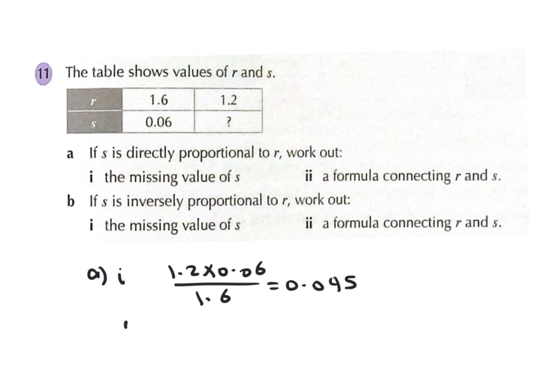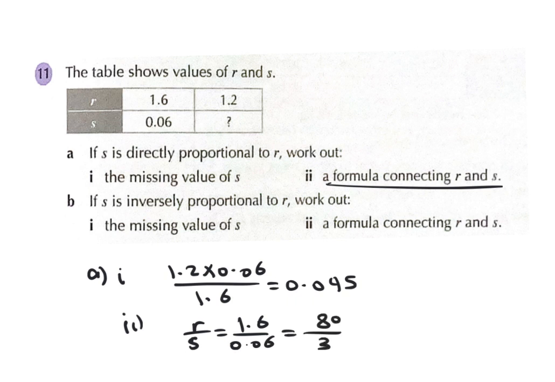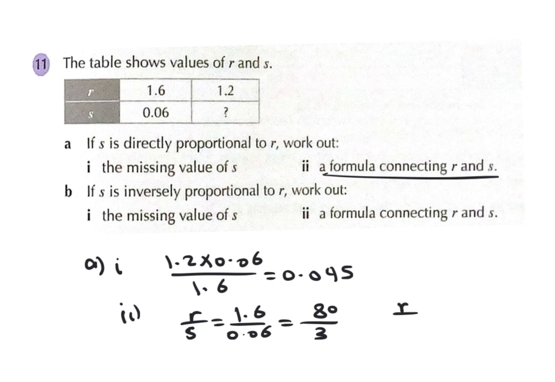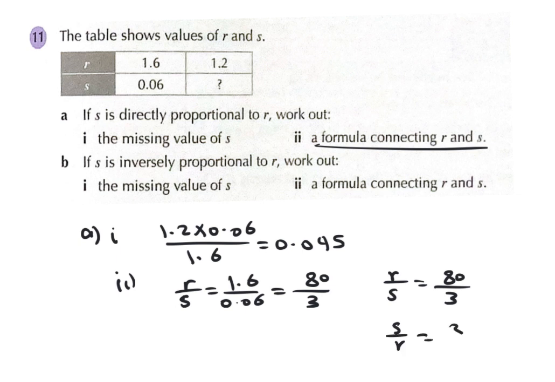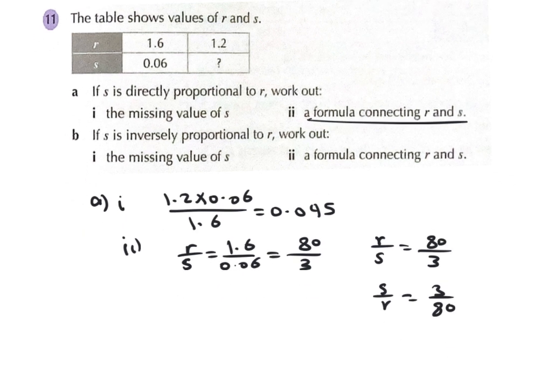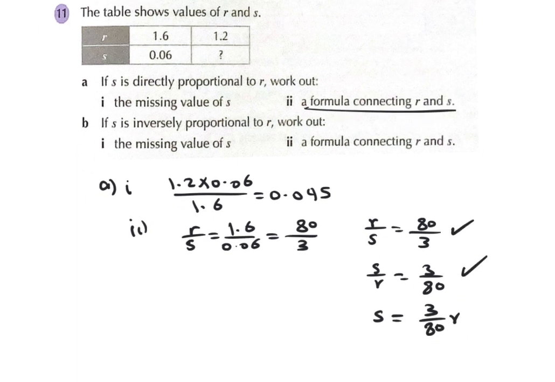Okay. Now to find the formula connecting R and S, for direct proportion the ratio is constant. You can divide R by S or S by R. You have a choice. If we divide R by S, 1.6 divide 0.06, in simplest form is 80 over 3 as a fraction. So you can write R over S equals 80 over 3. Or you can write S over R equals 3 over 80. Or you can write S equals 3 over 80 R. Any one of them is correct, okay?